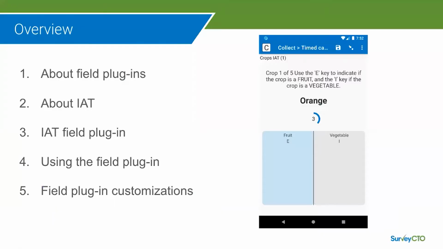We will start by talking about what field plugins are and how they can be useful. Then we will talk about what implicit association tests are and why they are important. Next, we will talk about the Timed Categories SurveyCTO field plugin, which you can use to create association tests. Then we will discuss how to set up and use that field plugin. Finally, we'll talk about some additional customizations you can perform on the field plugin to suit your needs.